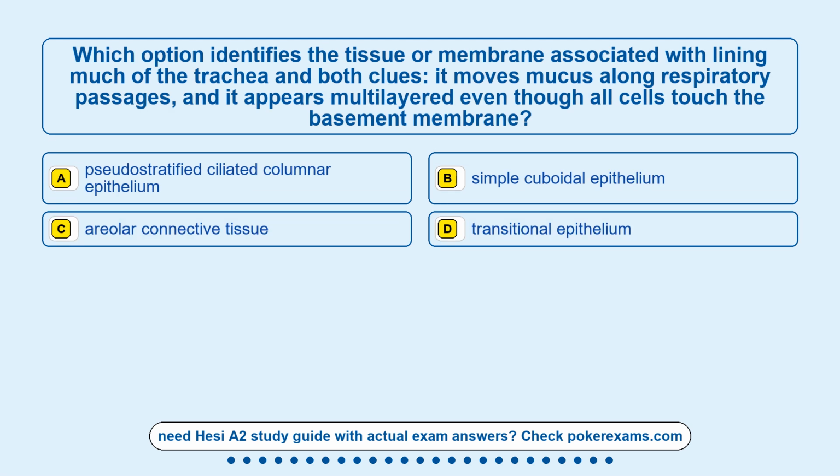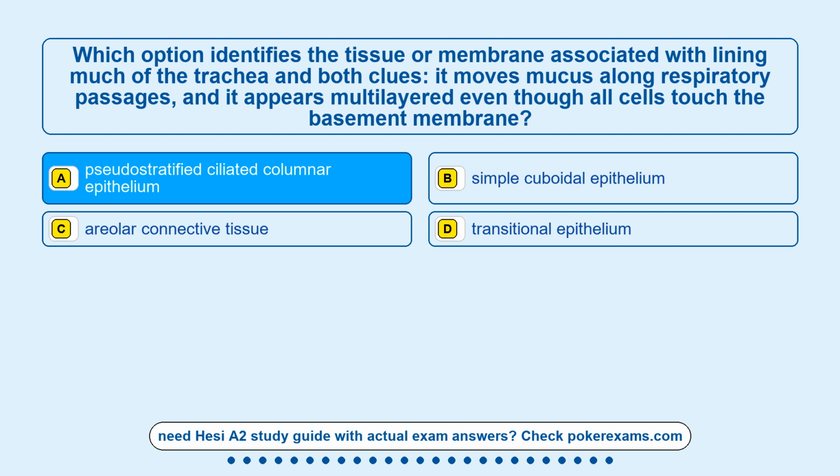Question 2. Which option identifies the tissue or membrane associated with lining much of the trachea? Given both clues, it moves mucus along respiratory passages, and it appears multilayered even though all cells touch the basement membrane. Option A, pseudostratified ciliated columnar epithelium. Option B, simple cuboidal epithelium. Option C, areolar connective tissue. Option D, transitional epithelium. The correct answer is option A, pseudostratified ciliated columnar epithelium.